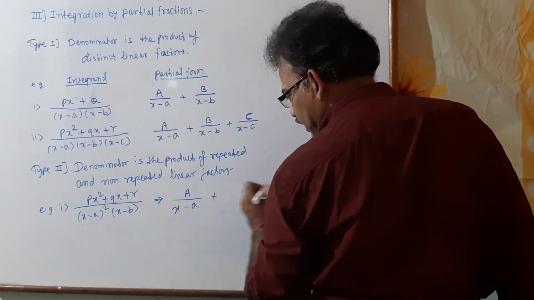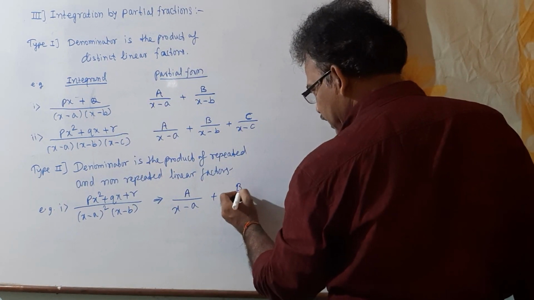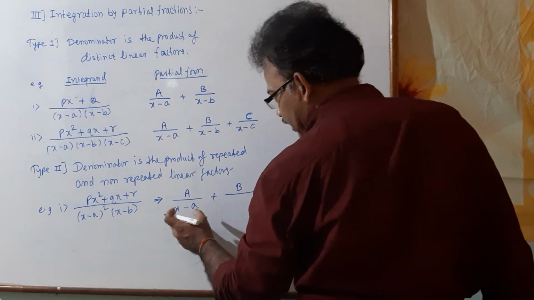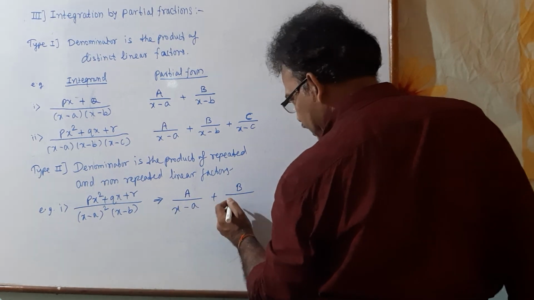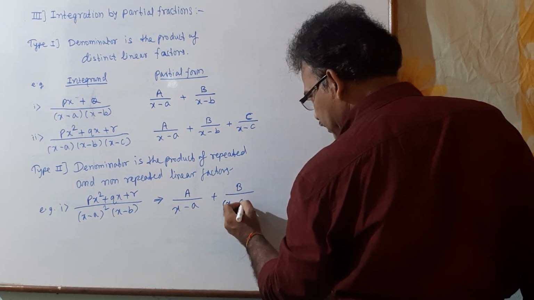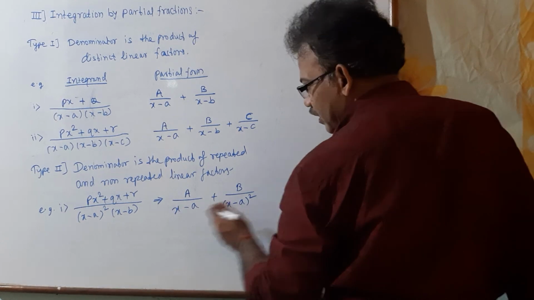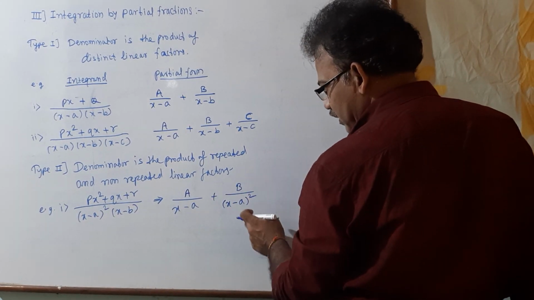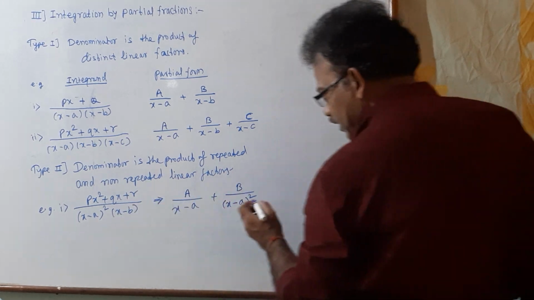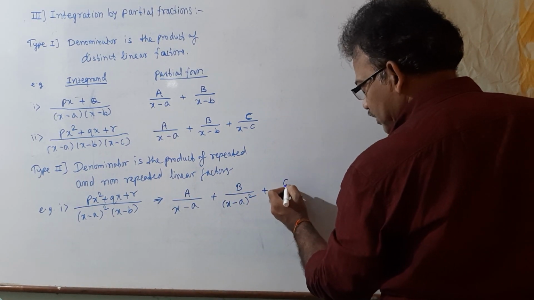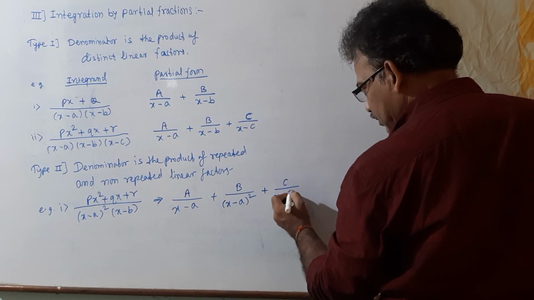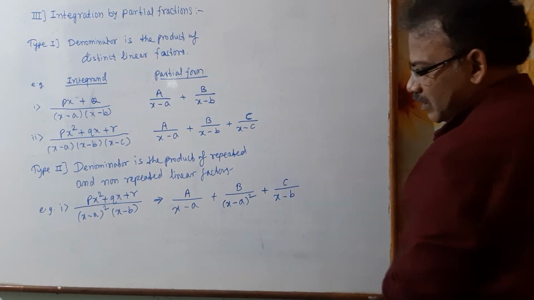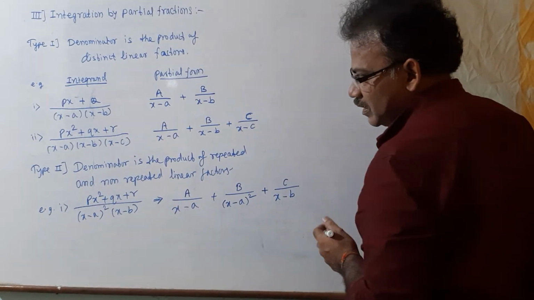a plus take the second constant B divided by the denominator written as the power of x minus a in increasing order, x minus a square here. For that we have written A upon x minus a plus B upon x minus a square. And for this linear factor, we know the partial form is of this type, C divided by x minus b. So this is the partial form for this type.